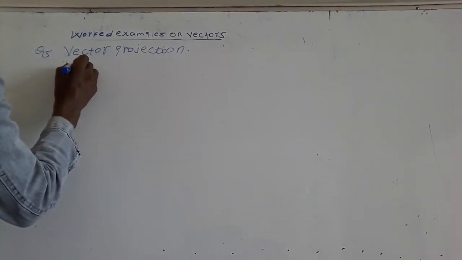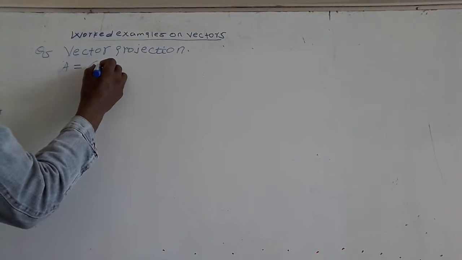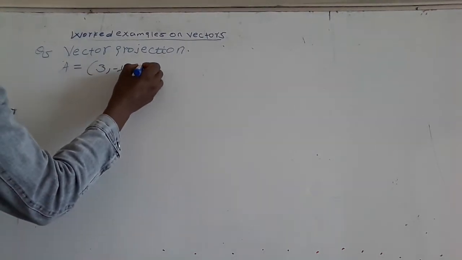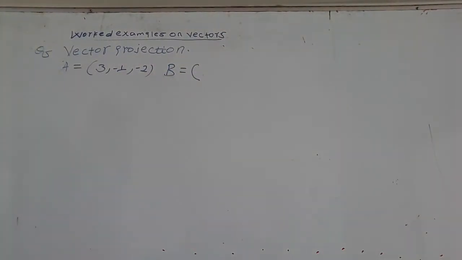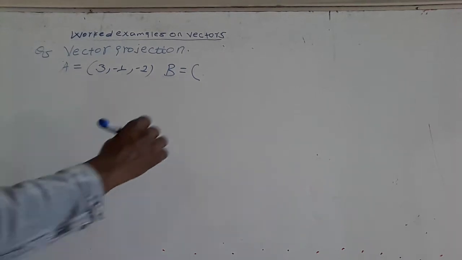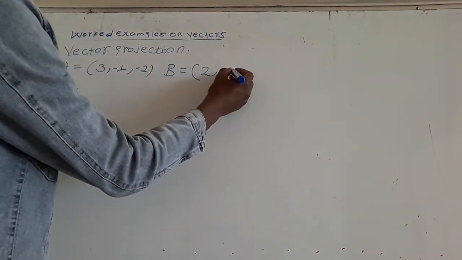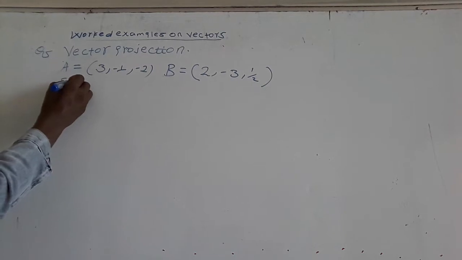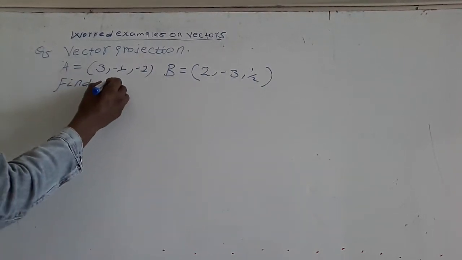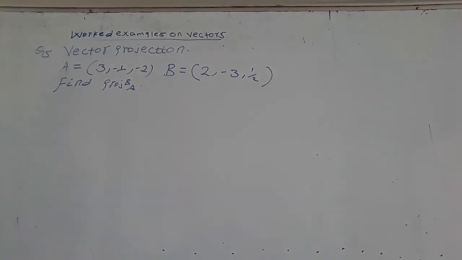Vector A equals (3, -1, -2), and vector B equals (2, -3, 1/2). Find the projection of B onto A.